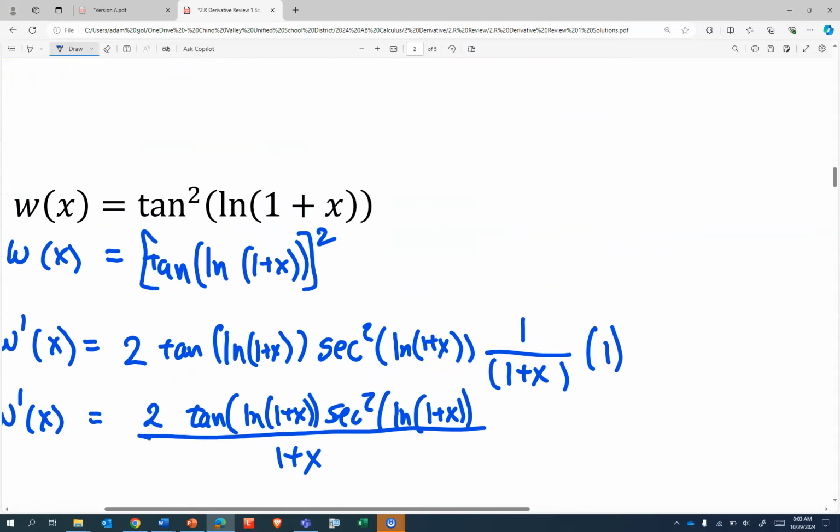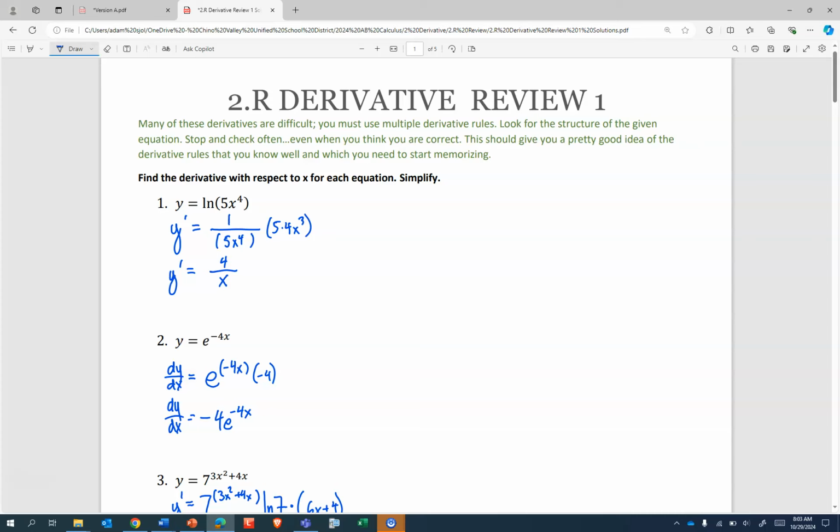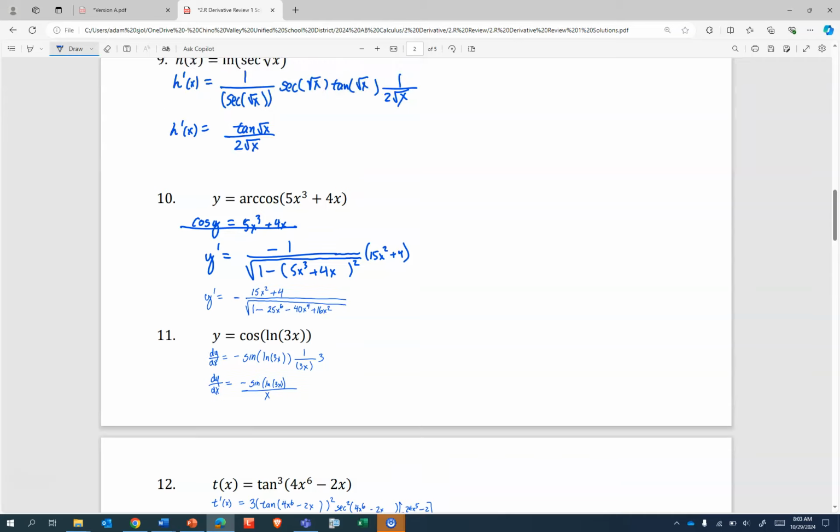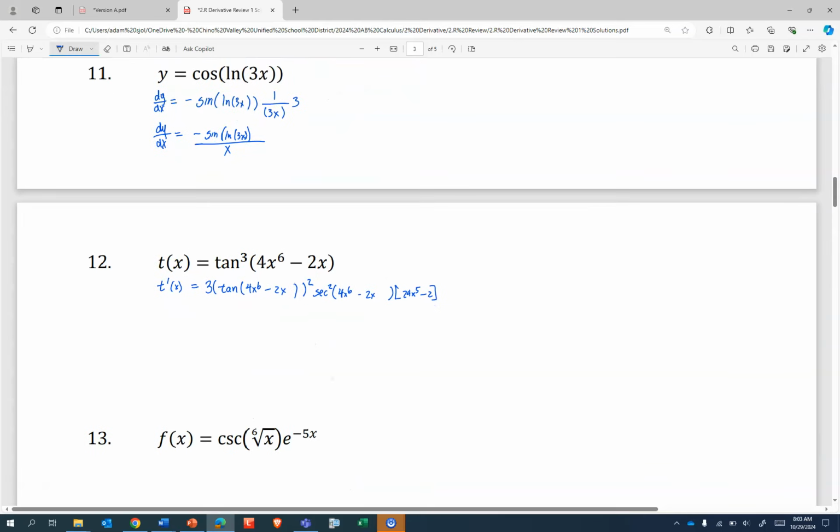I don't think I'm going to bother rearranging that. Wait, do we have to rearrange? What did I ask you to do? Stop and check often, multiple derivative rules. Oh, it does say simplify. Gosh darn it.